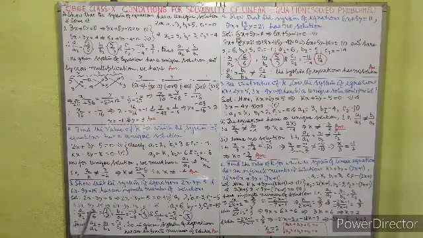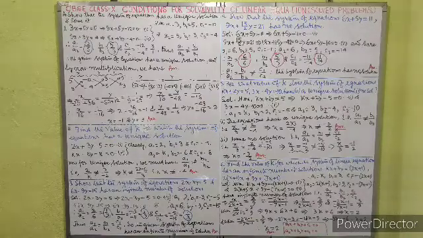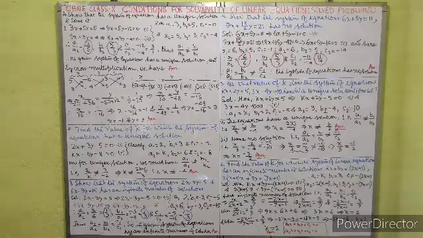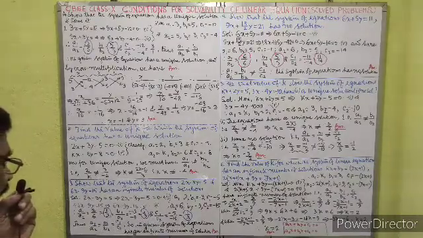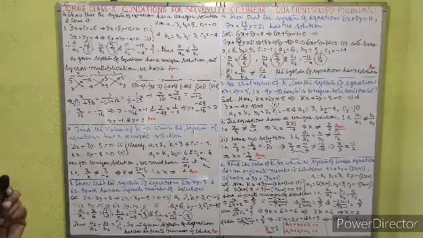So a1 by a2 equal to 2 by 6, that is equal to 1 by 3, b1 by b2 equal to minus 3 by minus 9, that is also 1 by 3, and c1 by c2 equal to minus 5 by minus 15, that is also 1 by 3. So it is clear that a1 by a2 equal to b1 by b2 equal to c1 by c2, because all are 1 by 3. So the given system of equations has an infinite number of solutions.